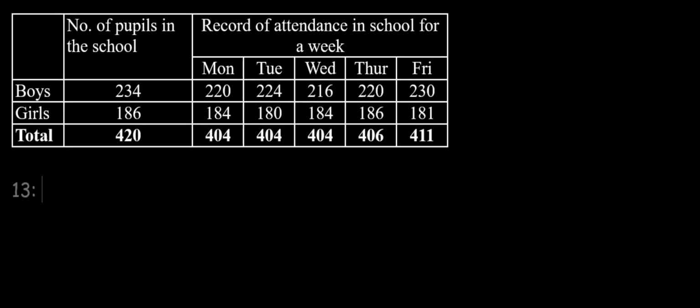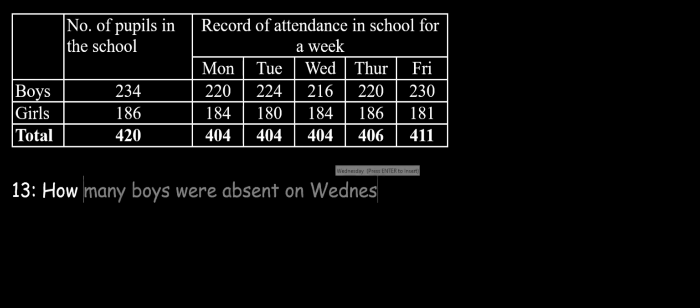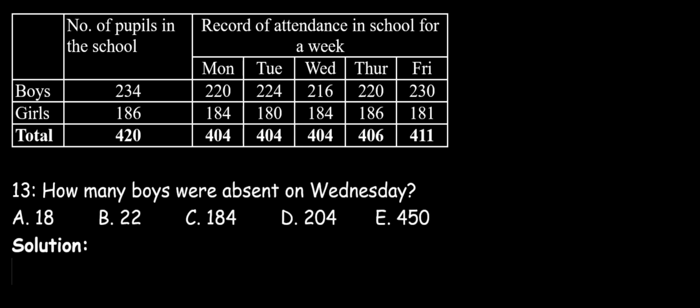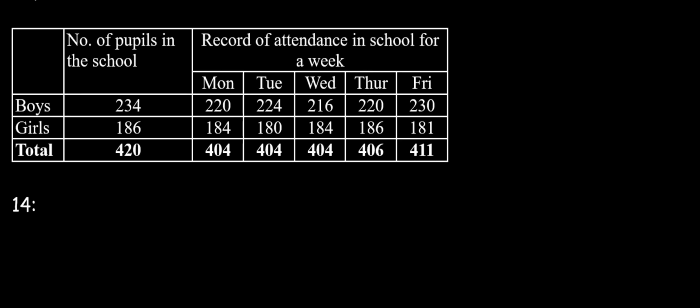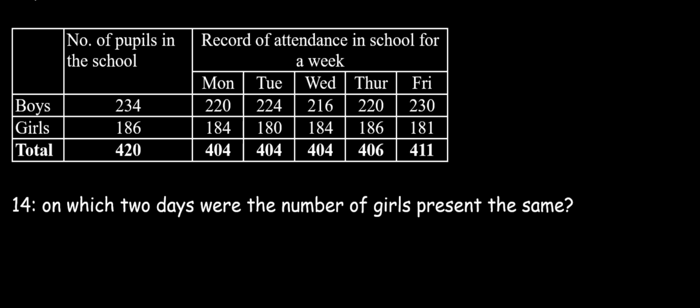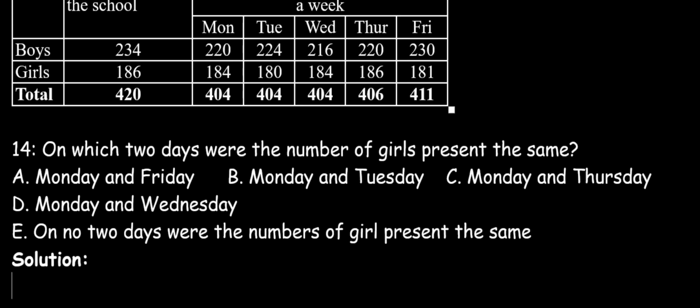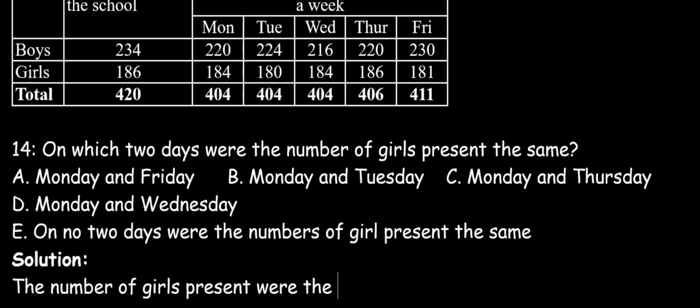Question number 13. How many boys were absent on Wednesday? The options are given. Solution. Boys absent is equal to 234, which is the total boys, minus the number of boys present on Wednesday, 216, and then you get the absent, which is 18. Number 14. On which 2 days was the number of girls present the same? The options are given. Solution. The number of girls present was the same on Monday and Wednesday, that is 184.